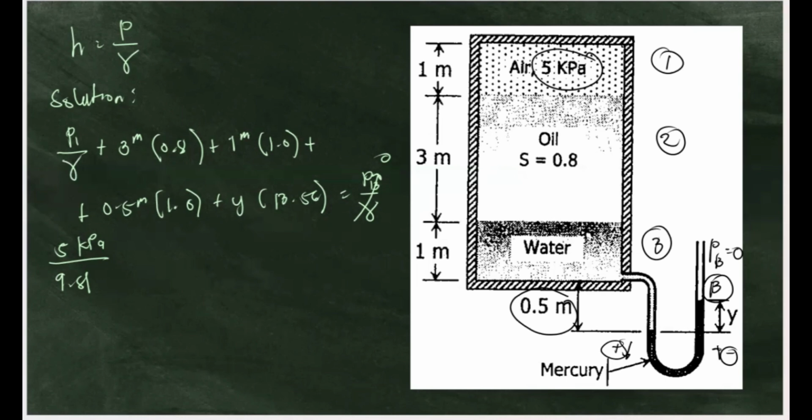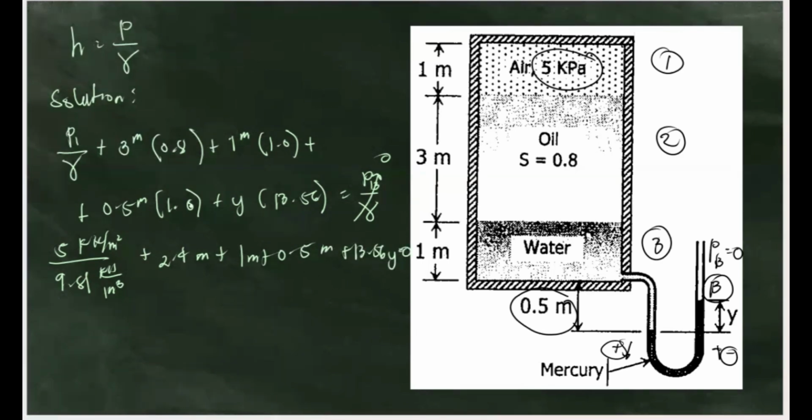Since it is in kilopascal, we can make this kilonewton per square meter, and gamma is kilonewton per cubic meter. So plus 2.4 meters plus 1 meter plus 0.5 meter, plus 13.56 y is equal to 0. So when we transpose everything, 13.56 y is equal to negative 5 over 9.81 meters, minus, since everything is moved to the other side, 2.4 plus 1 plus 0.5, which is 3.9 meters.